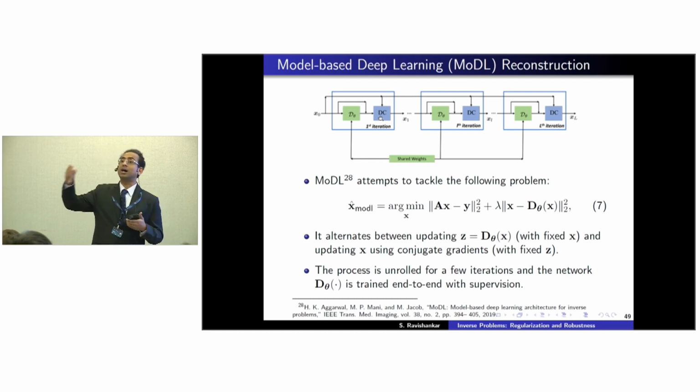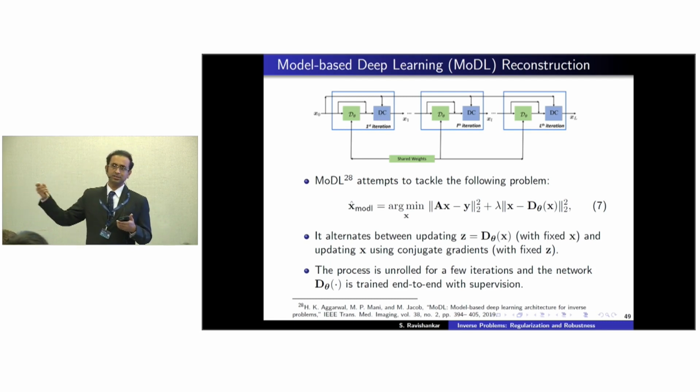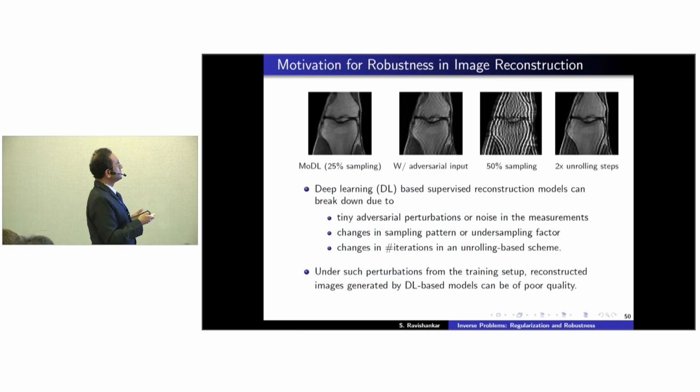And this process is unrolled for several iterations. And then the network is trained end to end with supervision. So this is using the unrolling approach instead of using bi-level optimization, like I talked about in the first part of my talk, which would be the more nuanced way of learning a regularizer rather than with the unrolling. So we'll see quickly what happens because of doing this unrolling.